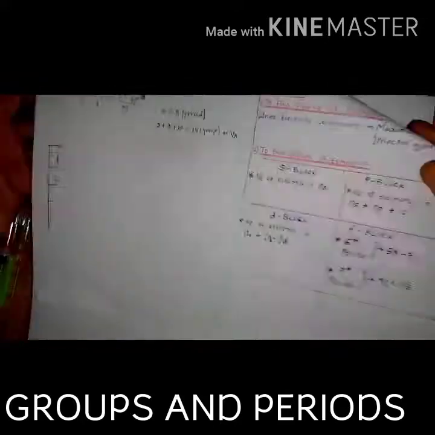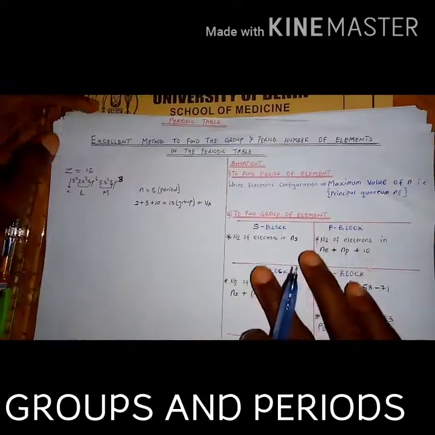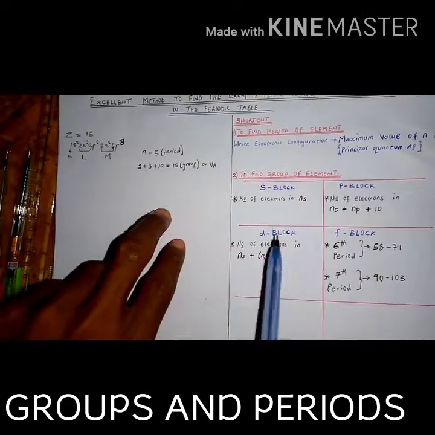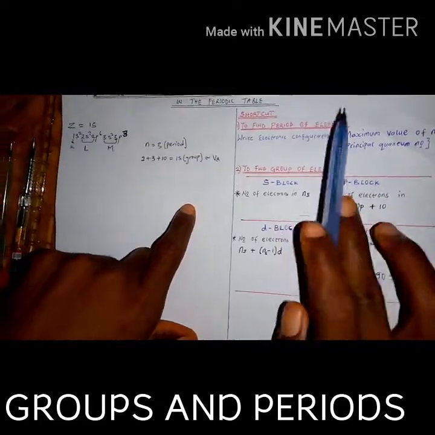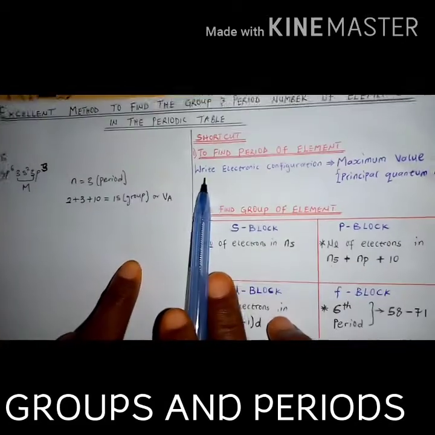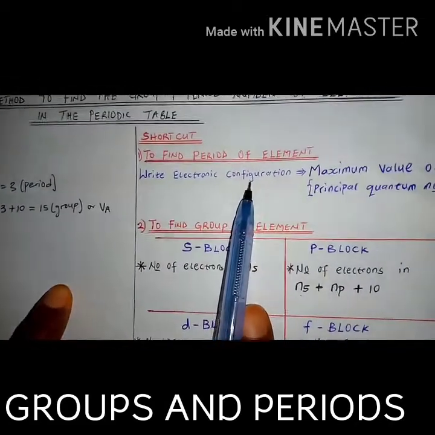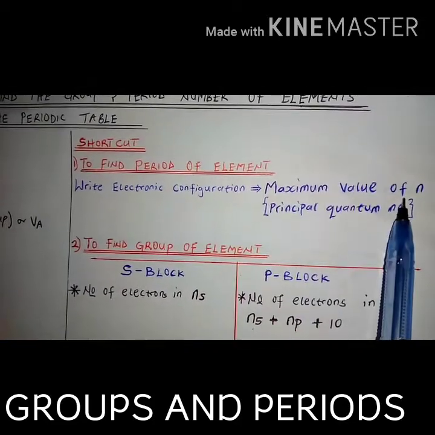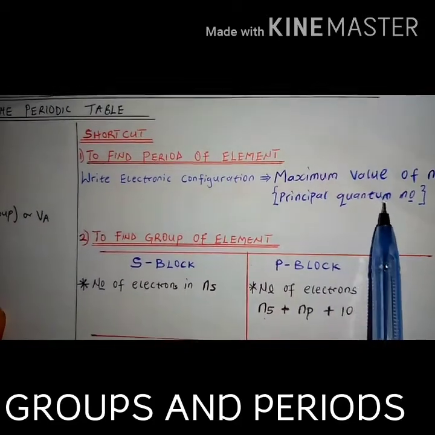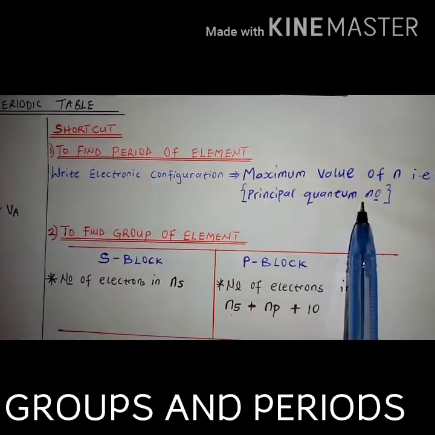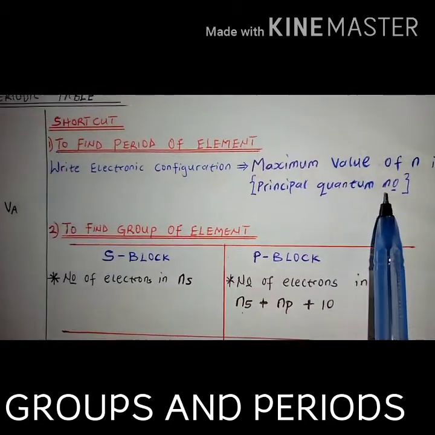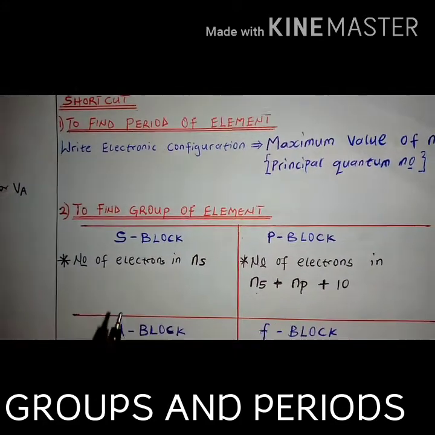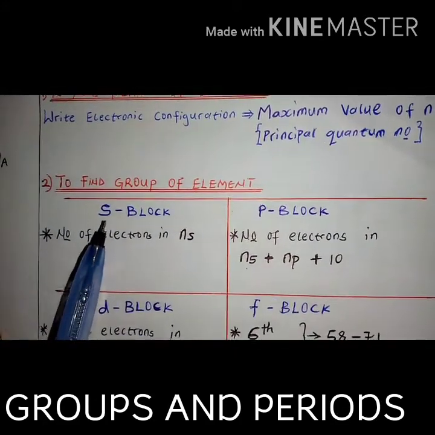So we have an excellent method used to determine the group and period of an element. So to find the period of an element, first of all, write the electronic configuration of the element. As such, the maximum value of n, which is the principal quantum number, should give you the period of the element.